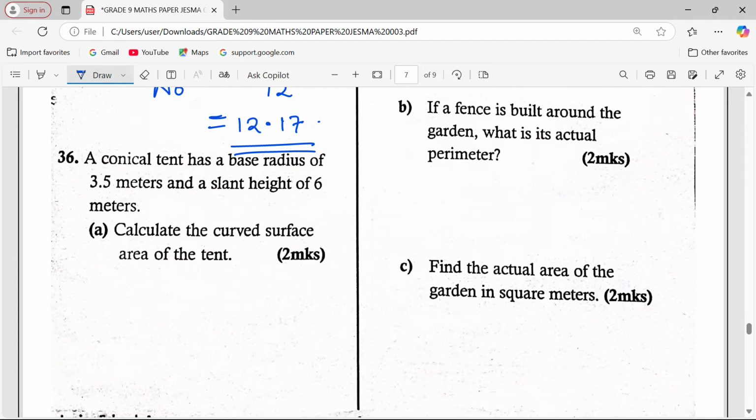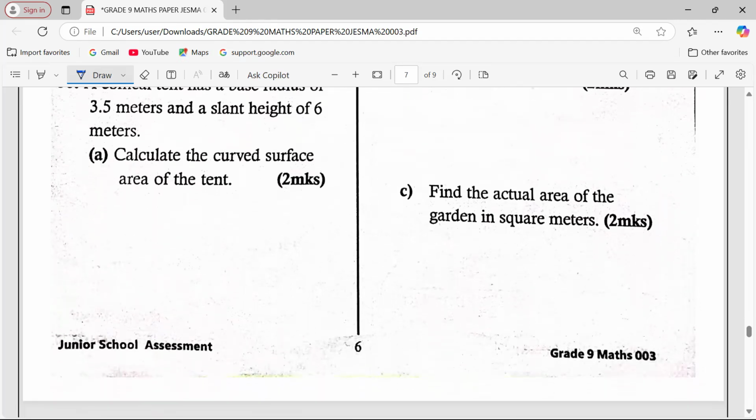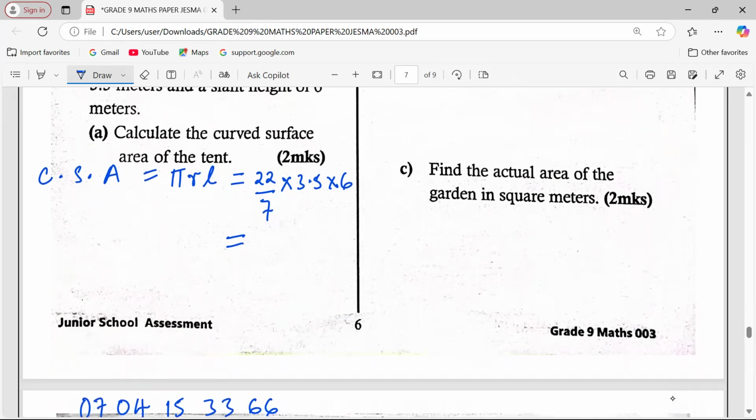Look at number 36, which is on area. A conical tent has a base radius of 3.5 meters and a slant height of 6 meters. Calculate the curved surface area of the tent. So curved surface area of a conical shape is given by pi r L. In this case, L is the slanting edge. 22/7 the pi, a radius of 3.5 multiplied by a slanting height of 6. So this is going to give us a curved surface of exactly 66 square meters.